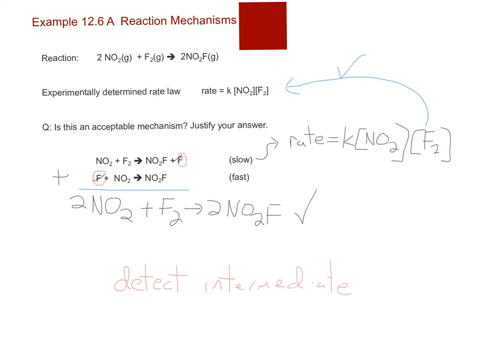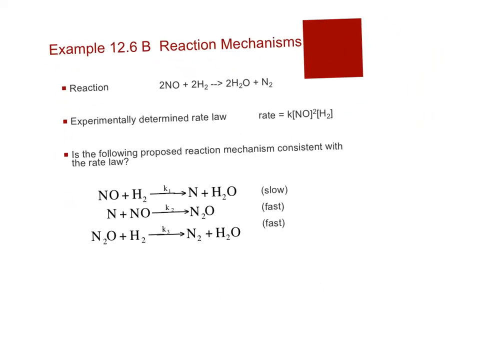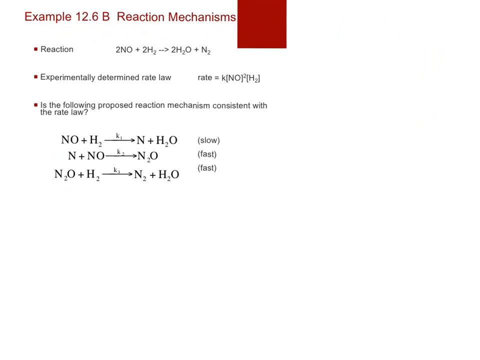So right now we're just going to evaluate mechanisms to see if they match rate laws. So here we go. We've got a balanced equation and an experimentally determined rate law. You'll notice this does not match the coefficients of the overall reaction because this is just a summary of what's happening. But then my mechanism actually looks at the collisions that take place to see what the rate laws are.